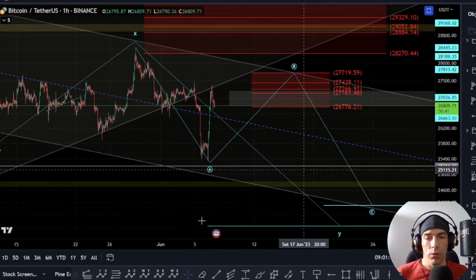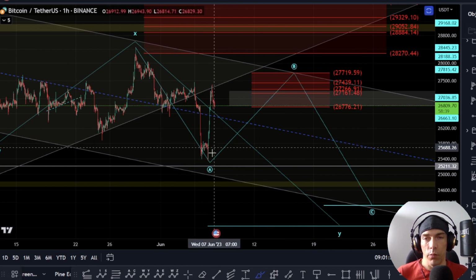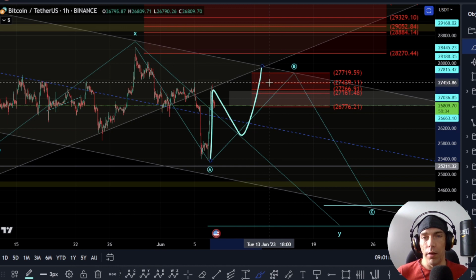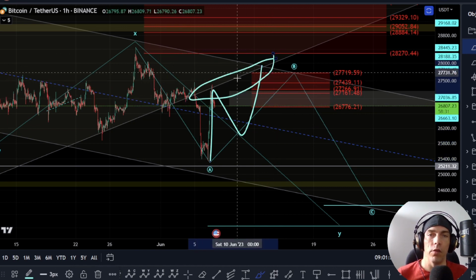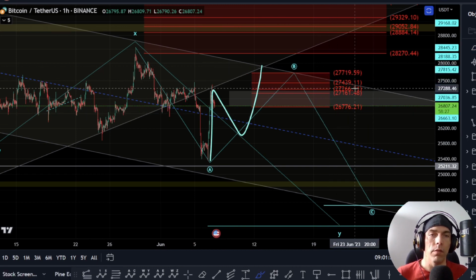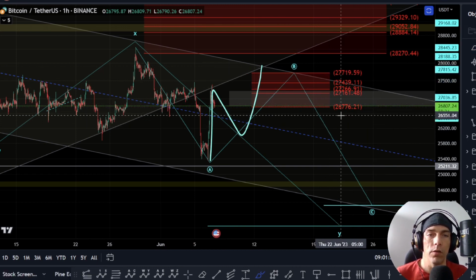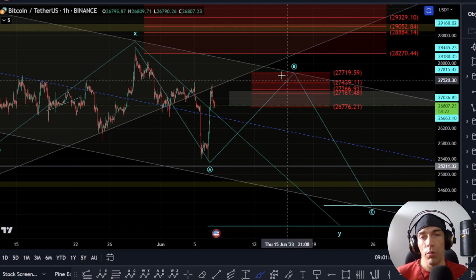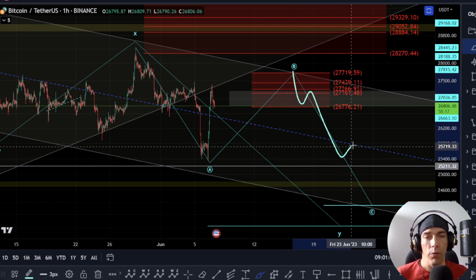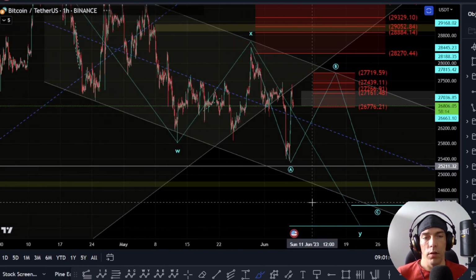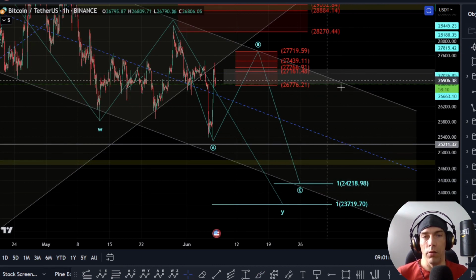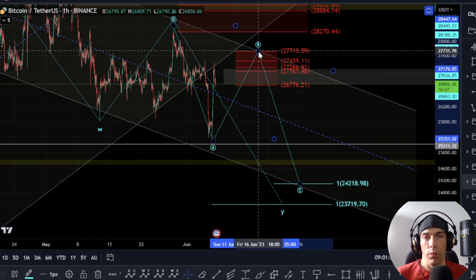So if we do just see 3-wave structure here, so if we have this as an A wave, we get a move down for a B, and we see a C wave, something like this, potentially coming back up, retesting these channels, and looking to reject in this zone of this 27,719 to this 27,776 area. What we could then see is price continue to fall off in a 5-wave move to the downside here, looking for this C wave at this 24,218. So I've taken that off of the 0.618.